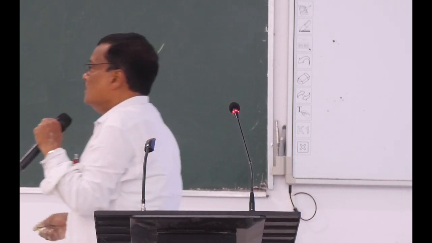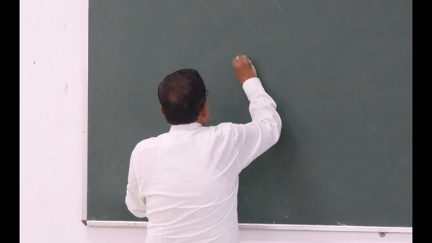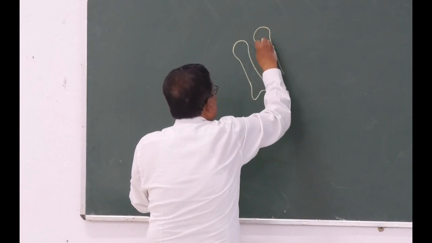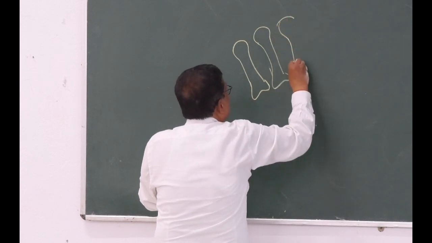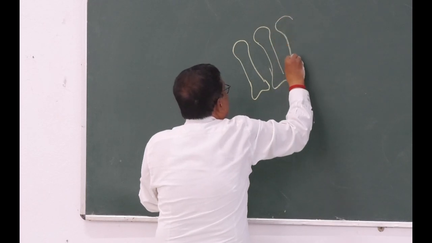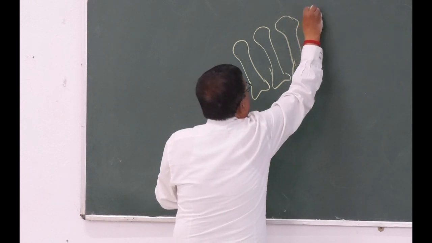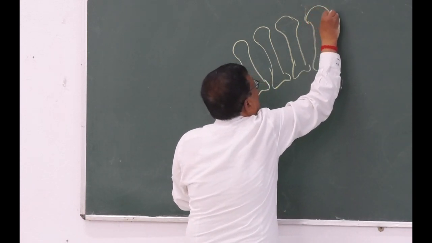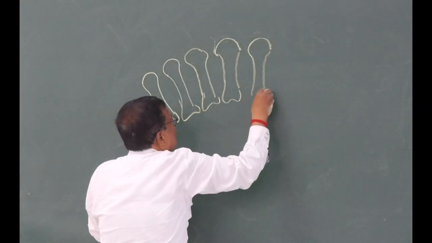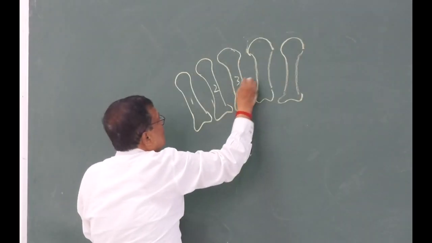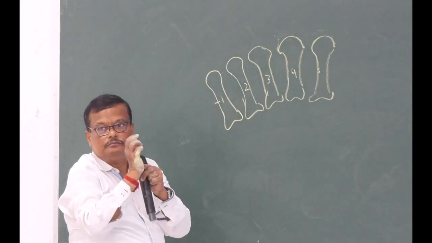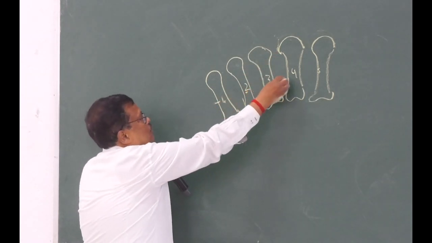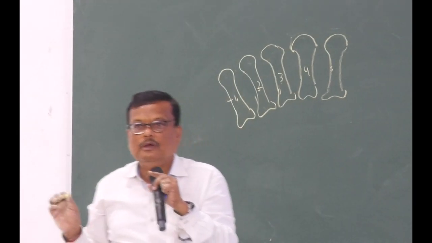In case of a hand, suppose this is the lateral end. It is the 1, 2, 3, 4, 5. It is the first, the thumb. It is the head, it is the base. All appear at about the 8th week of intrauterine life as the primary center of ossification. Nothing to worry about.